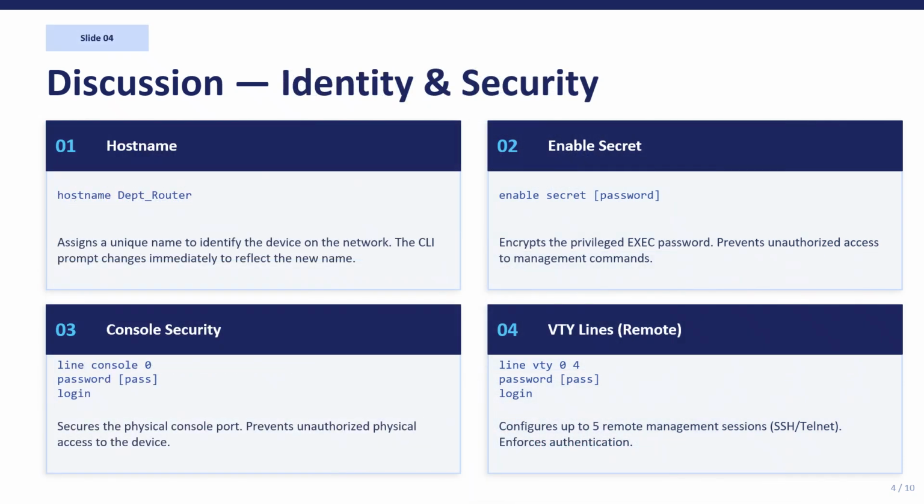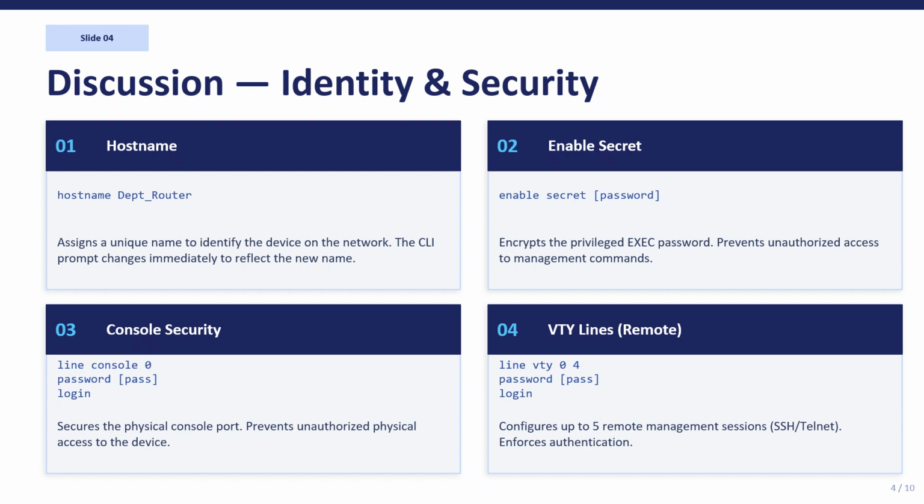Let's discuss identity and security. Identity and security are the very first things we configure on any router. First, we set a host name. Assign a unique name to identify the device on the network. The command line interface or CLI prompt changes immediately to reflect the new name, so the administrator can immediately tell which device they are connected to. This is especially important in a large network with many routers.